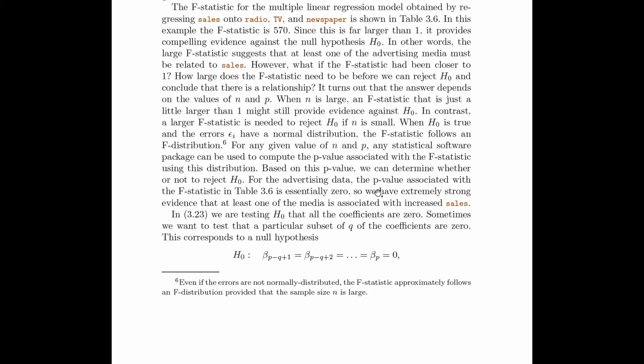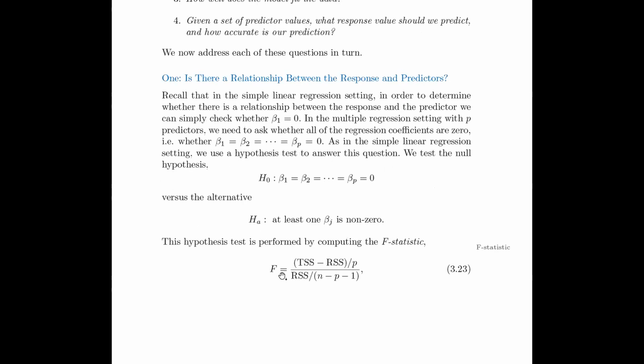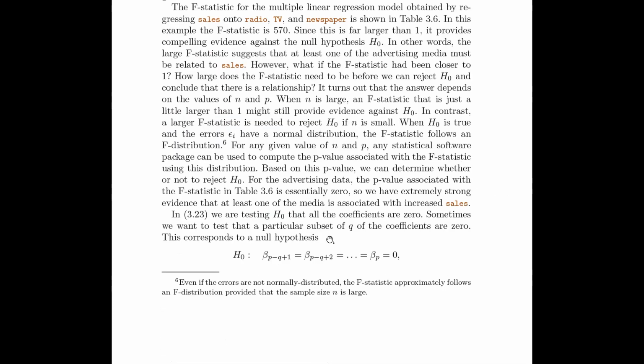So for the advertising data, the p-value associated with the F-statistic in table 3.6 is essentially 0. And the lower the p-value, the more likely you are to reject the null hypothesis. So we have extremely strong evidence that at least one of the media is associated with increased sales. In 3.23, and what is 3.23? This. In 3.23, we are testing H0 that all the coefficients are 0.